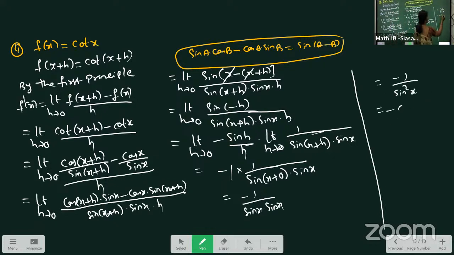1 by sin square x, we know, is cosecant square x. If you check with the formula directly, if f of x is equal to cot x, the derivative of cot theta is what? Minus cosecant square theta. So here also we are getting minus cosecant square x.